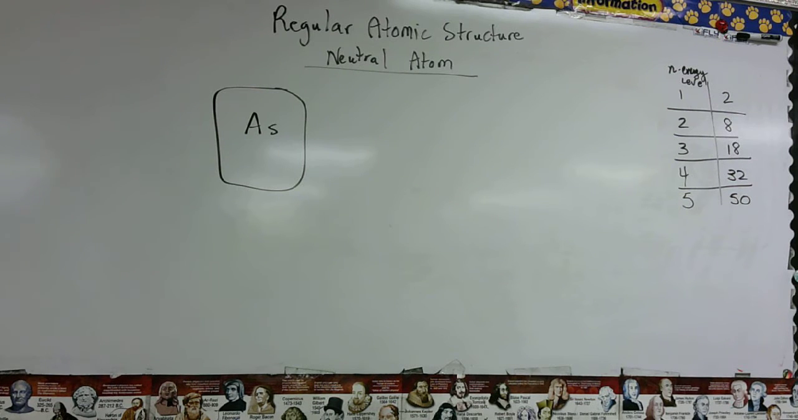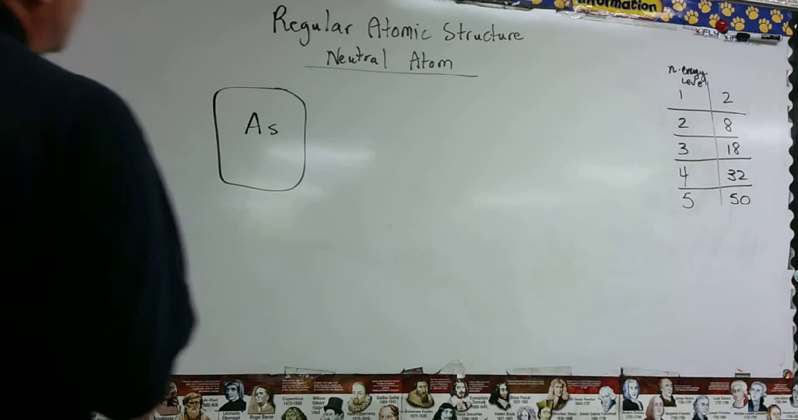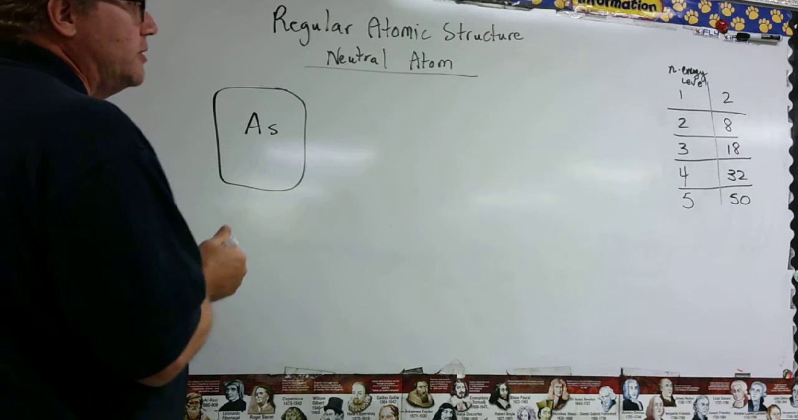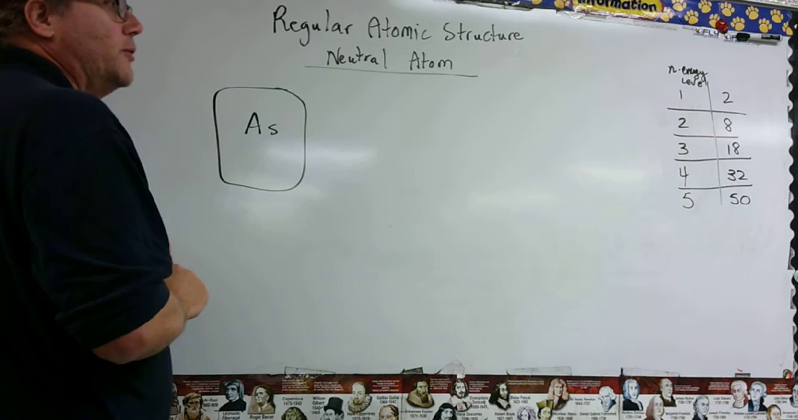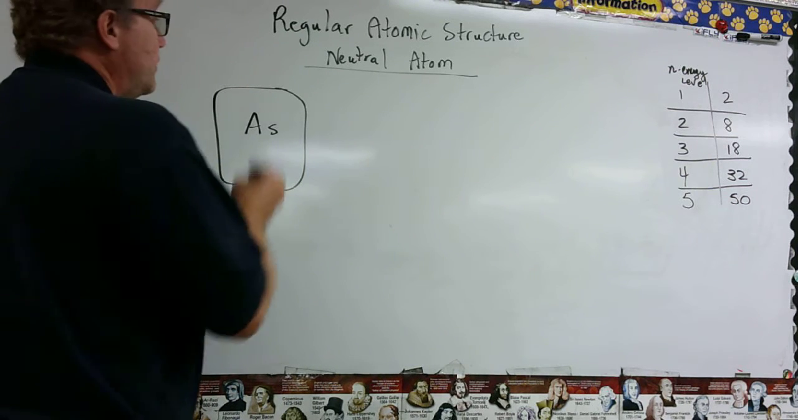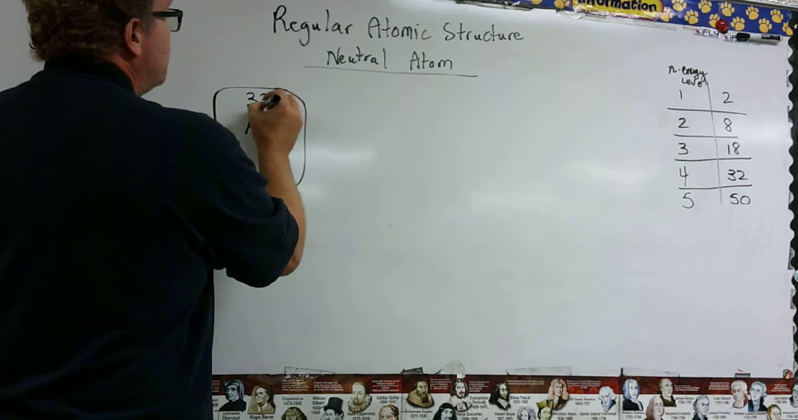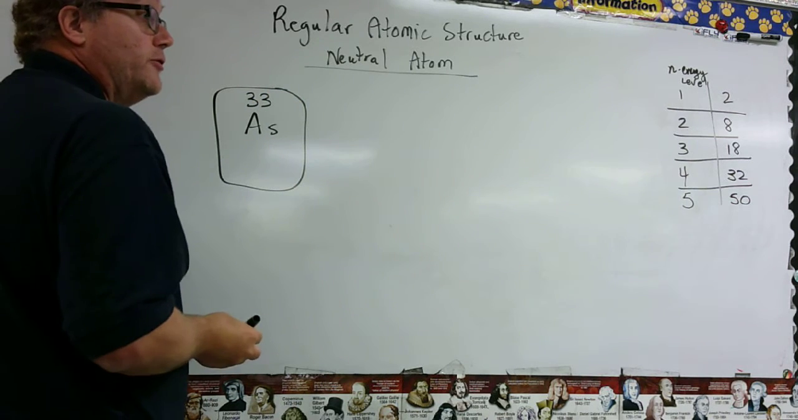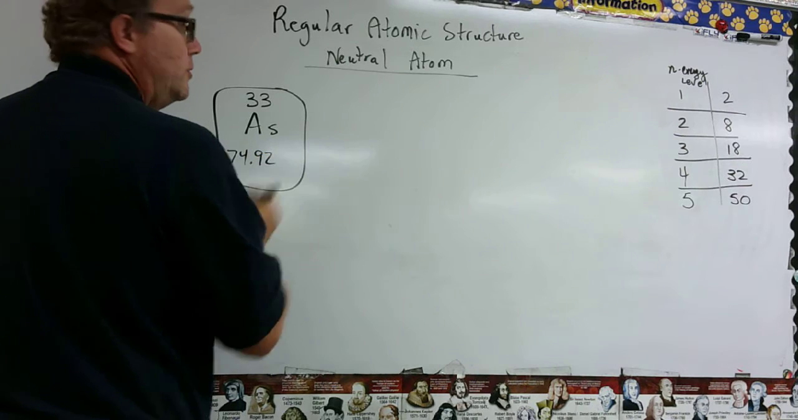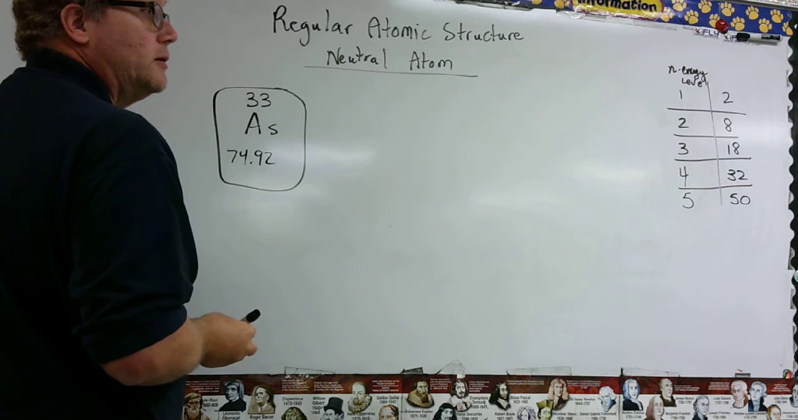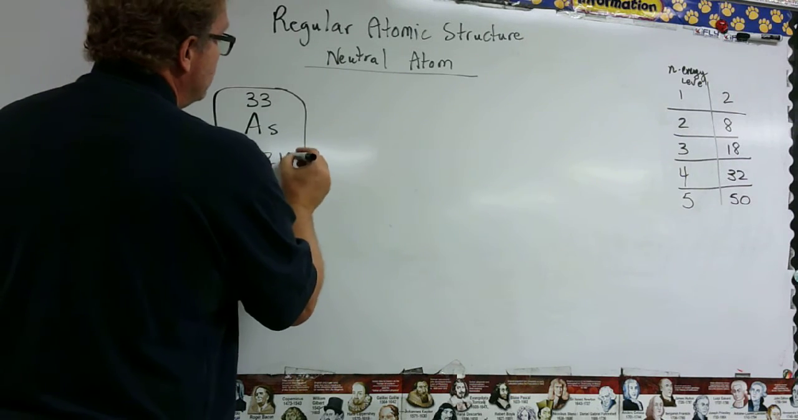Okay, we're going to continue on. We're still using the neutral atom, and I'm going to show you the differences between this and a nuclear symbol. So we've got As, which is element number 33, and the mass for arsenic on the periodic table is going to be 74.92.